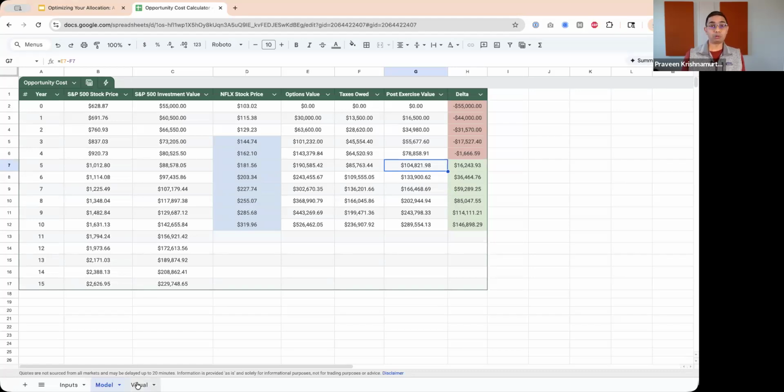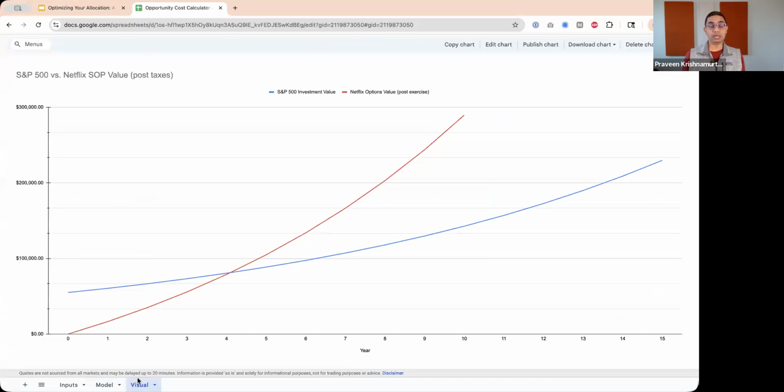For people who are more visually attuned, here's the visual of the same model. You can see this breaks even in about year 4, and you can see, based on the input, the Netflix stock in red, the options, grow dramatically compared to the S&P 500. But this stops in year 10, and this continues because you can let it ride.